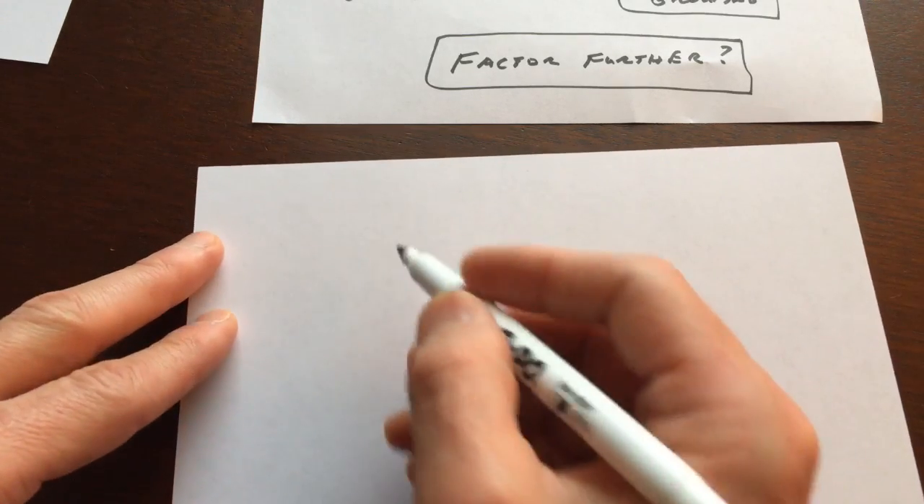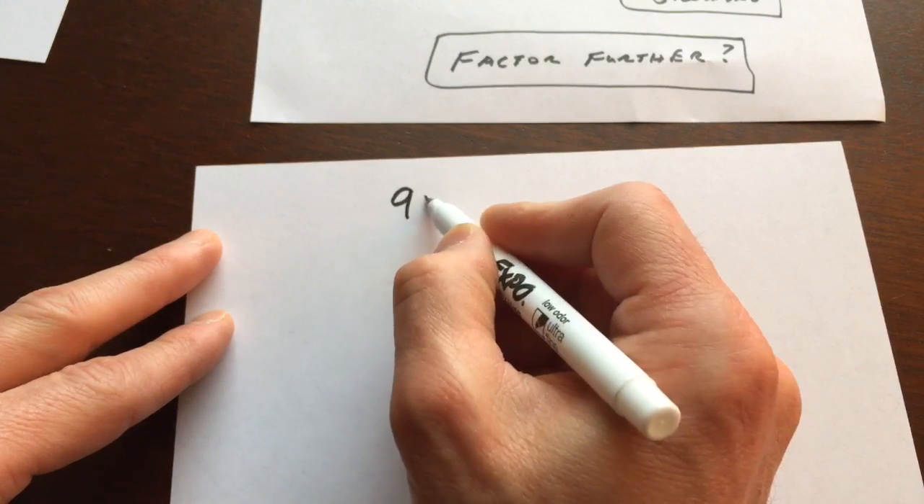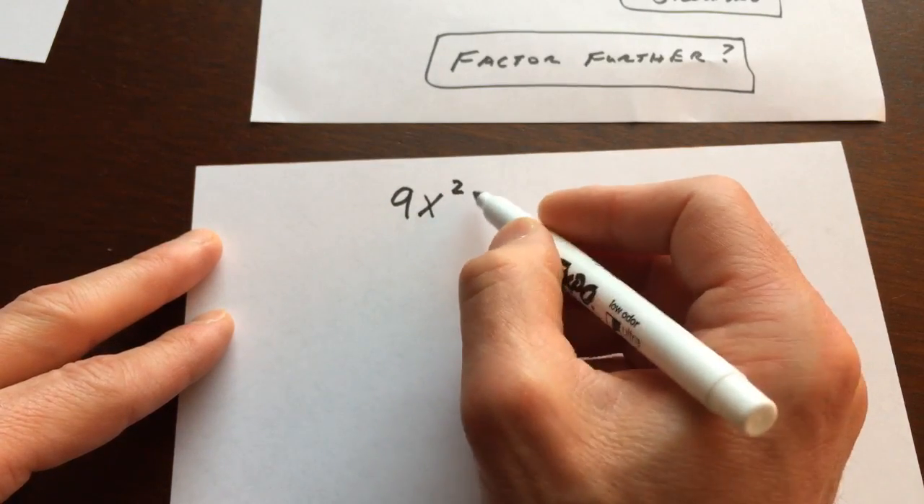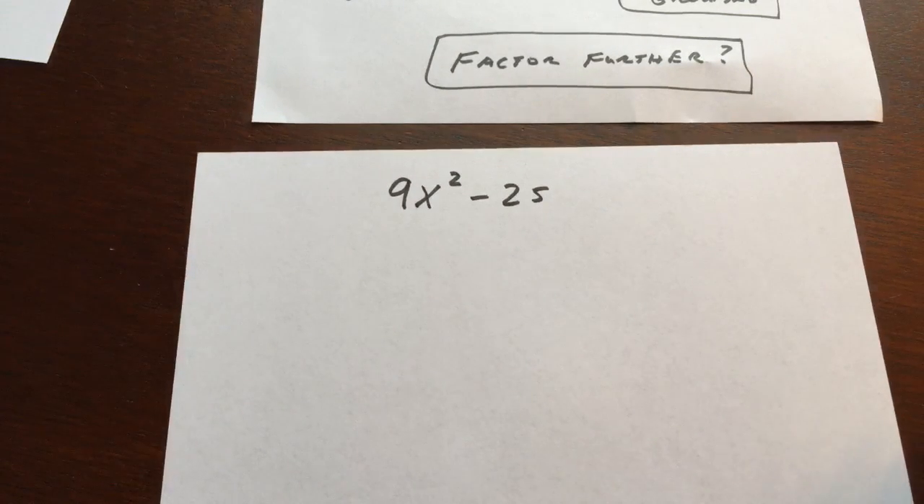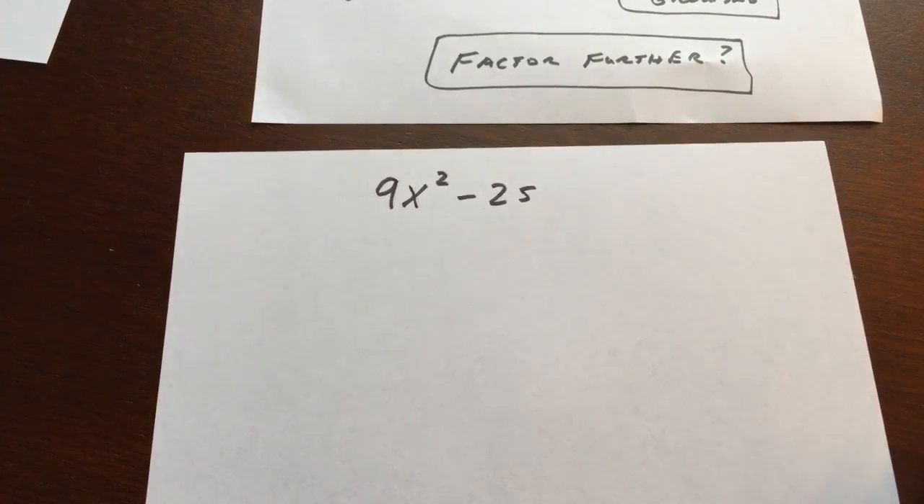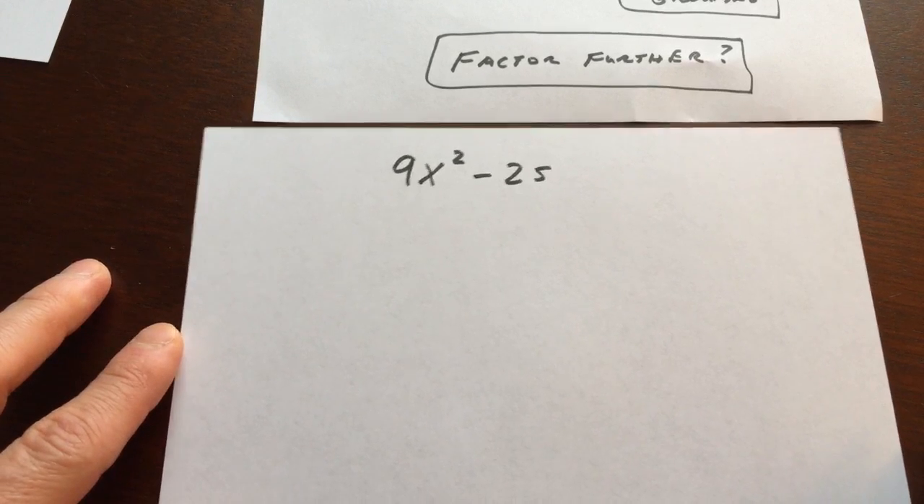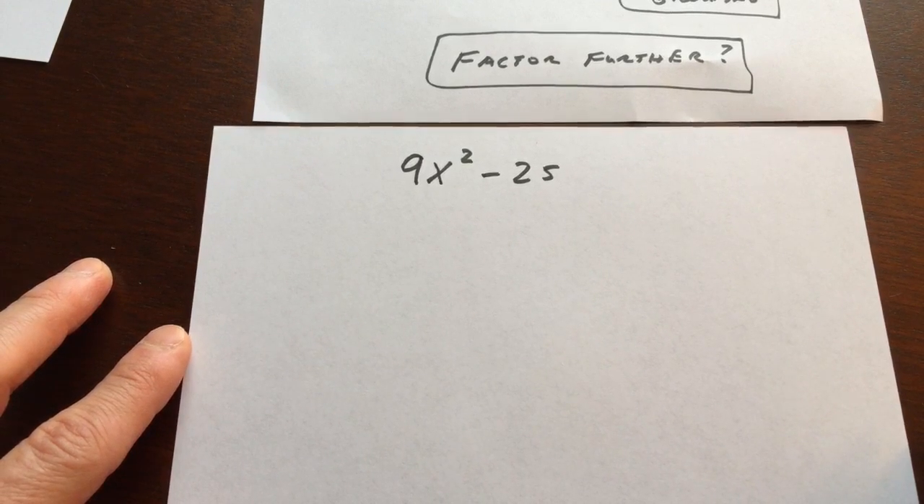So the next factoring problem I want to take a look at is this one right here, 9x squared minus 25. Okay, so remember the first step is what? Greatest common factor, right? So we want to see, is there something we can divide out of both of those terms, the 9x squared and the 25?